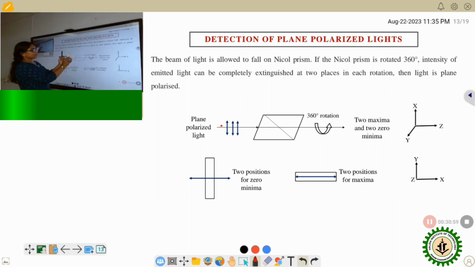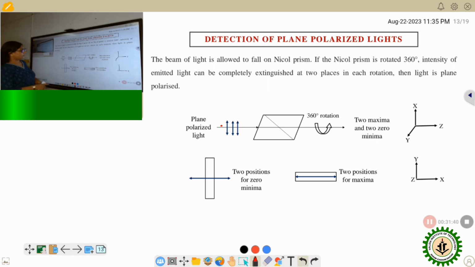Now when the axis of the crystal is parallel to the vibration direction, according to Malus law, the whole intensity will be transferred. But when they make a 90-degree angle, that is the axis of the crystal and the vibration of the plane polarized light, the whole intensity will be blocked and we will get zero intensity of the emitted light.